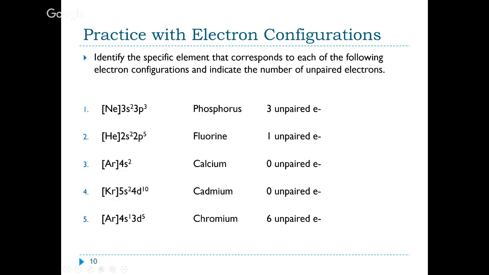So continuing on here, krypton has a total of 36 electrons. So 36 plus 2 is 38. We add 10, 48. We get to cadmium, 0 unpaired electrons. Why? Because my D subshell is completely filled and my S subshell is completely filled.